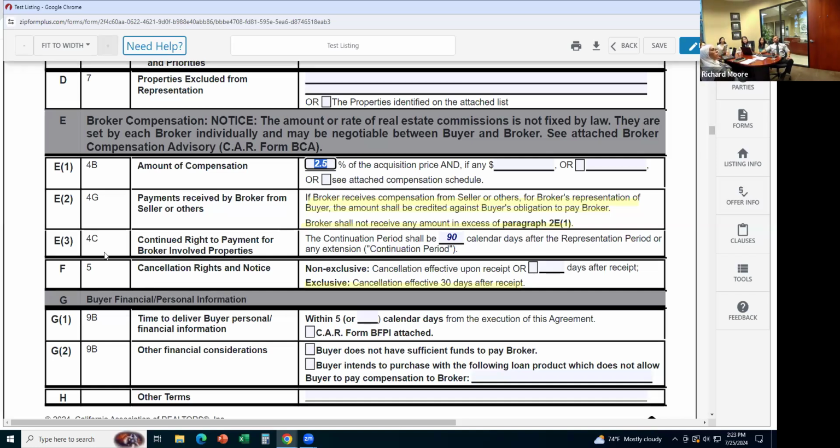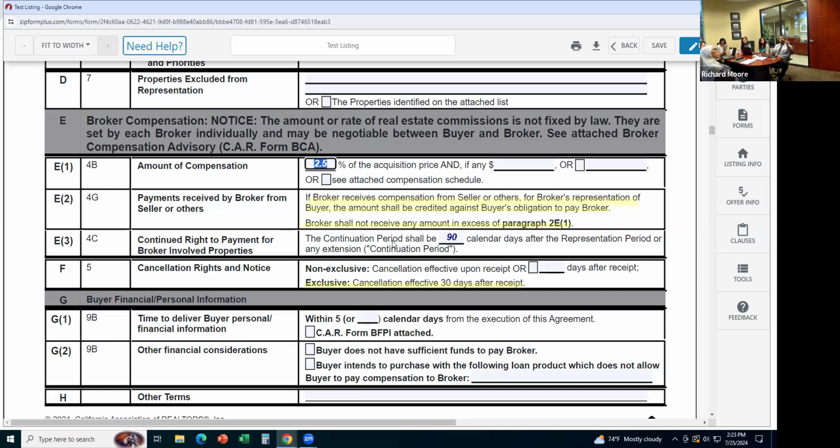Okay, so, moving on to section E3, continuing right of payment for broker involved properties. So you could do 90 days, you can do 120 days, but what this is pretty much saying is, any properties that I showed you, you still owe me a commission on it, if you end up buying through another agent for the next 90 days. So I showed you this property, I did a CMA on this property for you, I virtually showed you the property on a virtual tour while I was there.